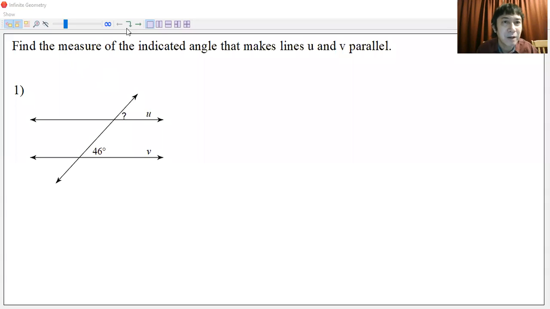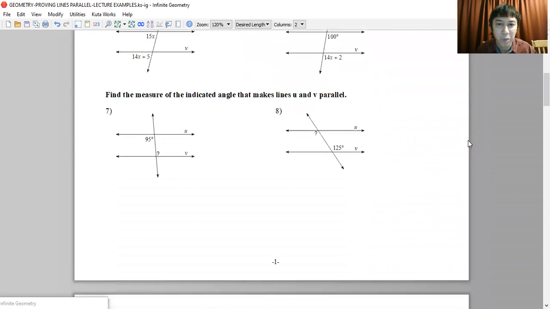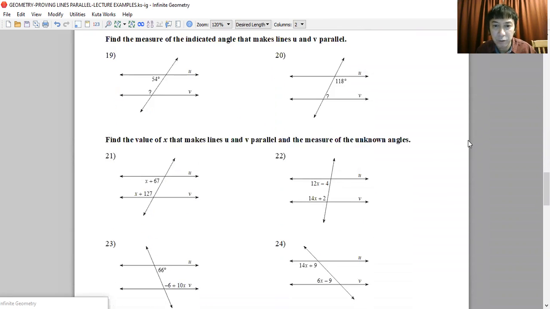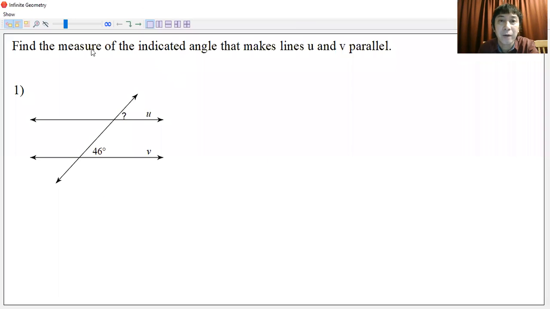All right, let's check the problem set. Let's count the number of items first. We have here about how many? This will be about 24. Okay, 24. All right, so let us have the first problem per screen, and let's have a little concept about it.